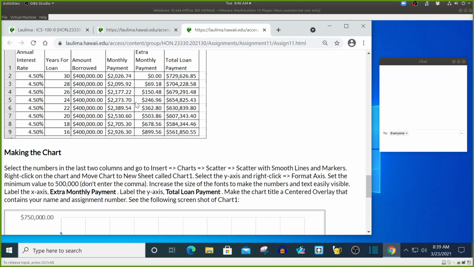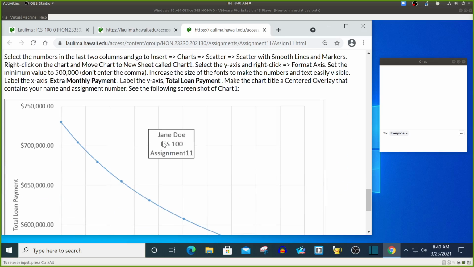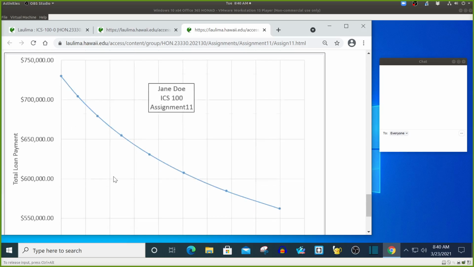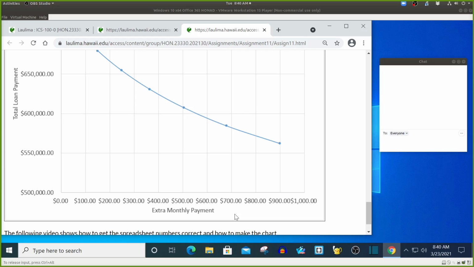Okay, so that's why making a chart is useful for looking at trends. And our what if analysis tells us that, yes, we can continue to reduce the total loan payment by increasing our extra monthly payment, but each time we spend more, we get less and less additional benefit. Okay, and that's a very, very important economics principle to understand. There's many things like this, and that's actually referred to as the law of diminishing returns.